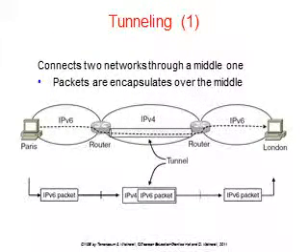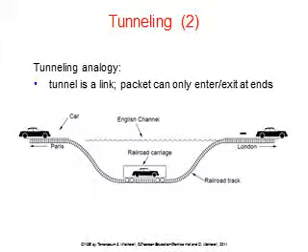Now, tunneling. You can actually tunnel. It connects the two networks through a middle one, and the packets are encapsulated over the middle packet. Basically, it's encrypted, where you may have one router on the East Coast and one on the West Coast, and you're going through a tunnel, which is basically like an invisible connection that flows through there, and all the data is encrypted. The analogy is that it's a link. The packets can only enter and exit at the ends, so in between you don't know what's going on. As you can see, you're going underwater in this example.